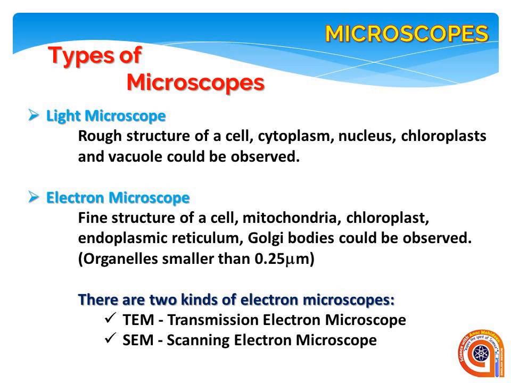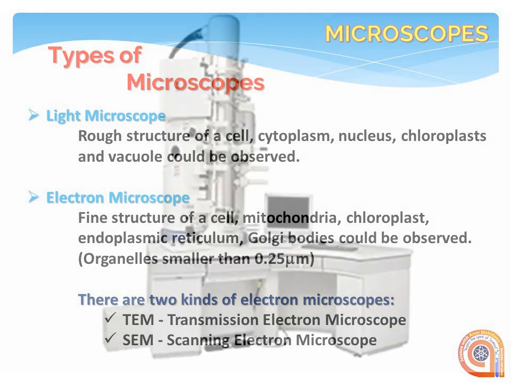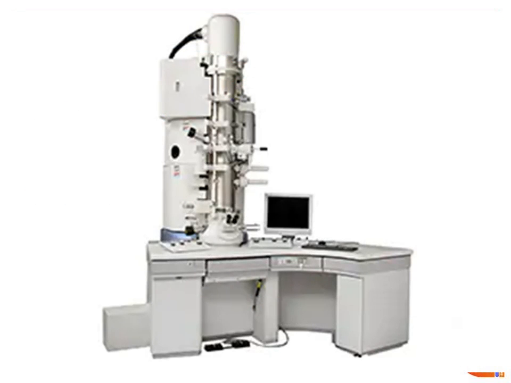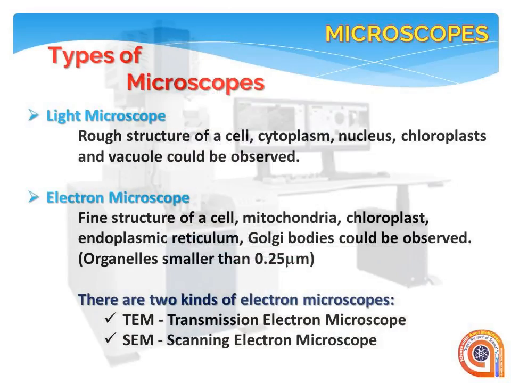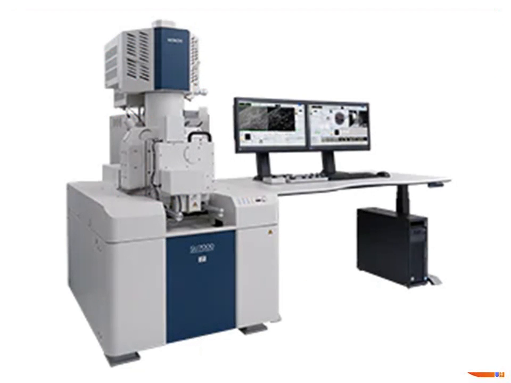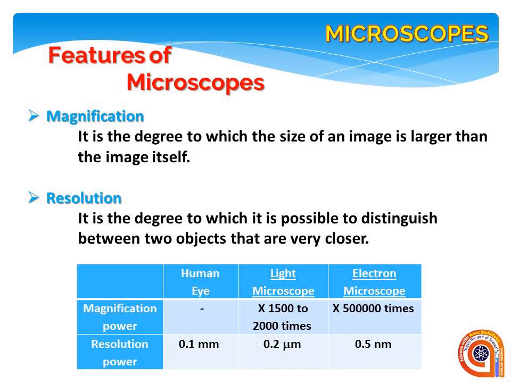When we come to the electron microscope, there are two types: TEM, transmission electron microscope, and SEM, scanning electron microscope. Features of microscope. So why do we want to actually use these microscopes? That is because microscopes have two important features.